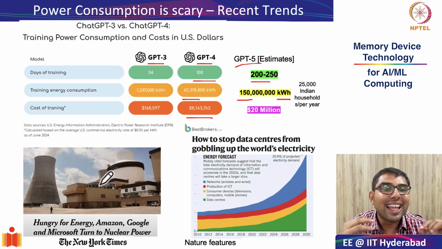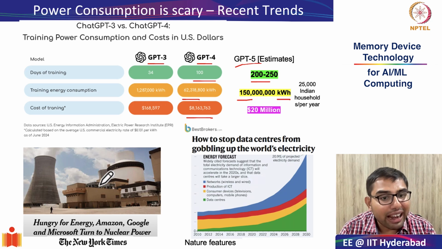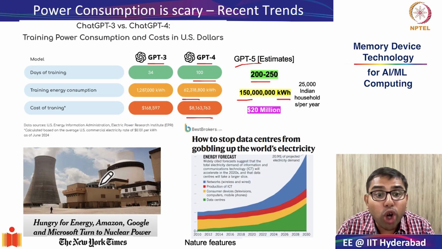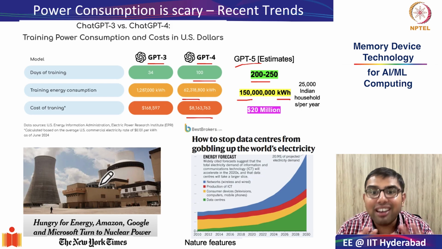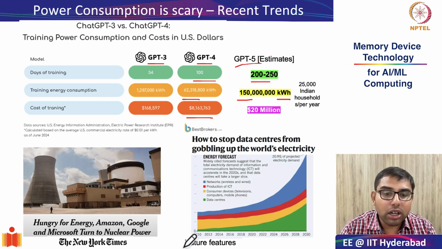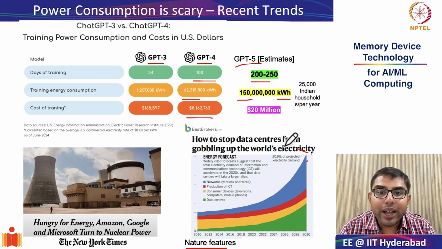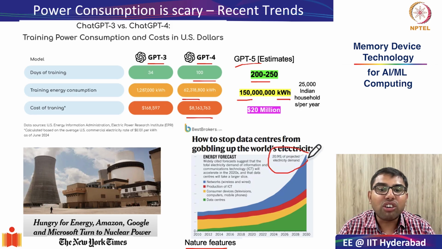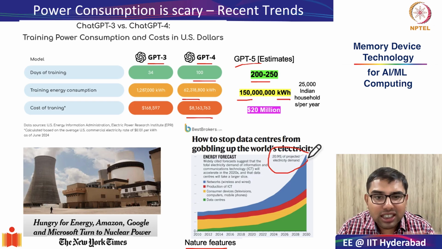The headline itself is very revealing. It says, hungry for energy. Companies like Amazon, Google, and Microsoft are now investing billions of dollars in creating nuclear power plants to feed energy to these AI ML tasks. Now, this is really incredible. Also, a recent feature from the journal Nature predicts that almost 21% of electricity demands will be consumed by your data centers by the year 2030. And this is totally unsustainable.